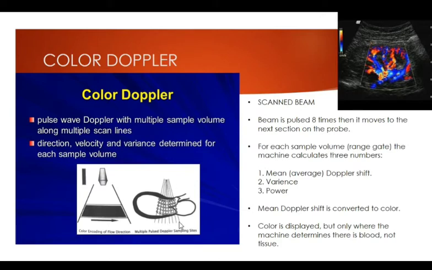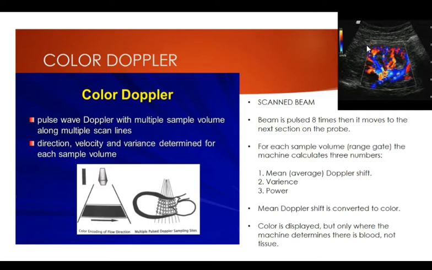And so what it does is it shoots this line down, and this beam is pulsed 8 times, and then it moves to the next section. And then it shoots down another line 8 times, and then it moves to the next section, and it shoots down that 8 times, moves to the next section, until it builds up this whole color box that you've told the machine, I'm interested here, I want to see blood flow in this particular box.